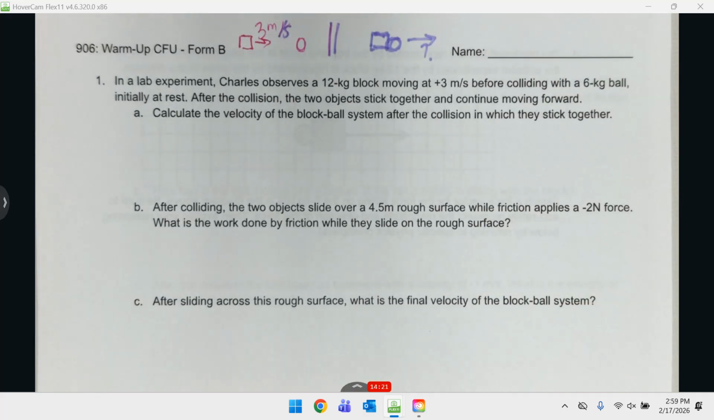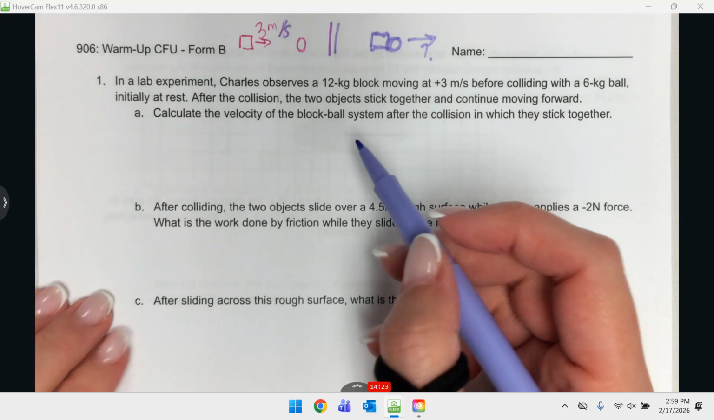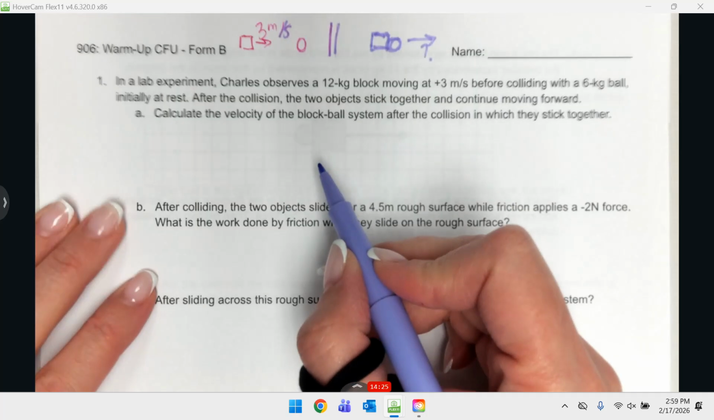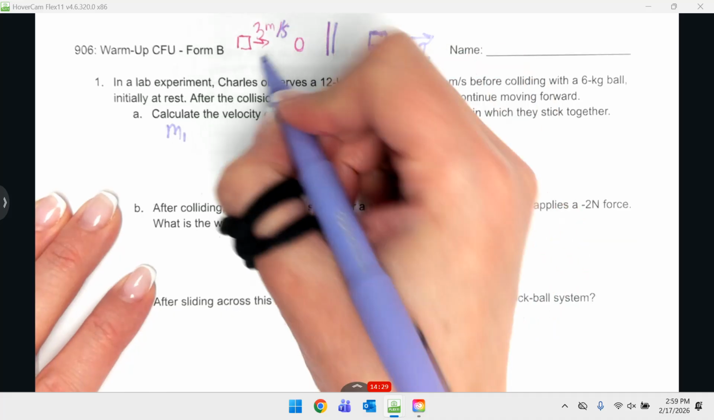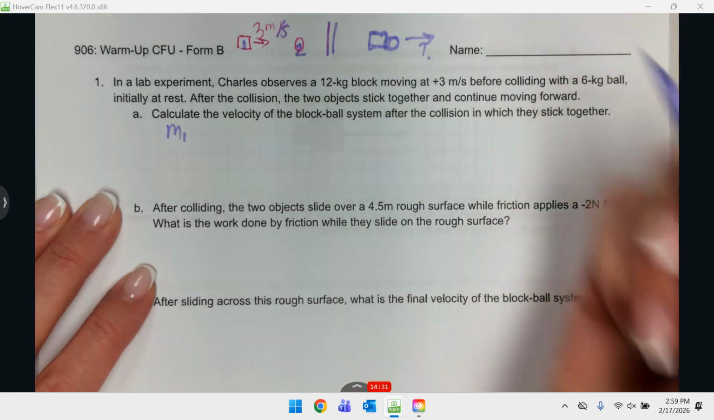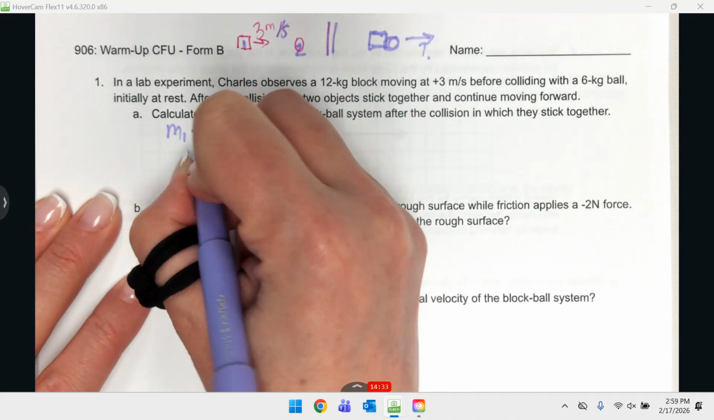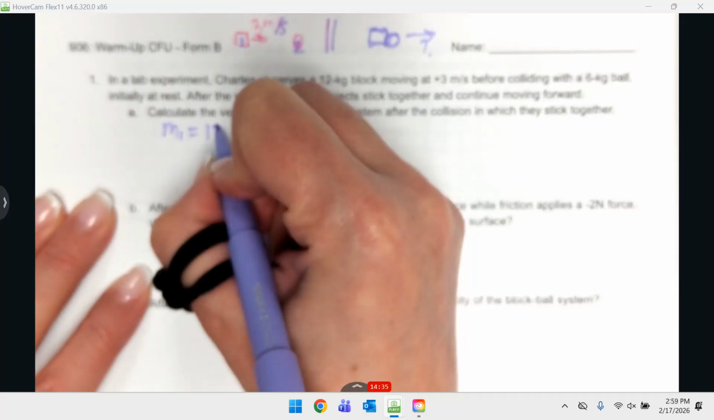So if we want to calculate the velocity, again, we're going to treat this as conservation of momentum. We need to label all of our givens. M1, I'm going to call my block 1 and my ball 2. M1 will be the mass of my block, which it says is 12 kilograms.